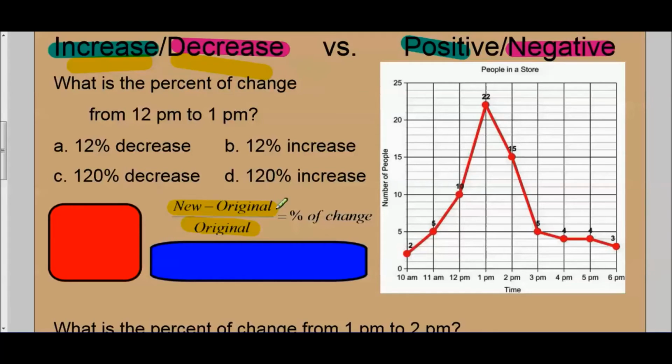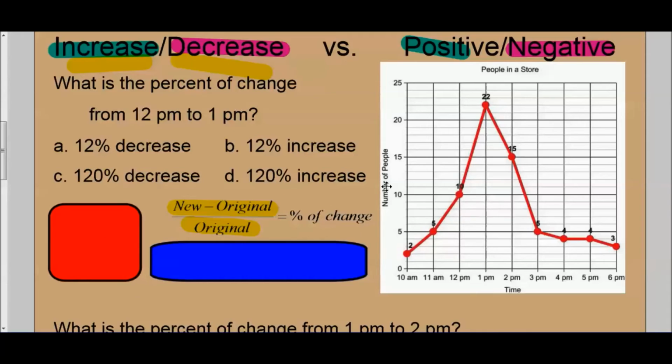Or you can use this formula and you know that the sign is going to tell you whether it's positive or negative, which decides whether it's an increase or a decrease. You also need to know that a negative percent of change represents a percent of decrease. All right, so we're going to see that in the next example. Right now we're just trying to find the percent of change from 12 p.m. to 1 p.m. So on this graph, from 12 p.m., where there were 10 people in the store, to 1 p.m., where there are 22 people in the store, we want to find the percent of change.